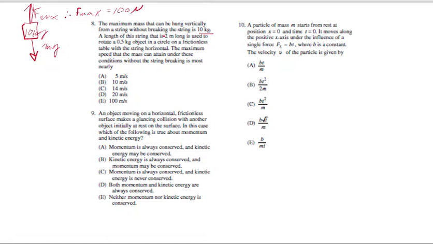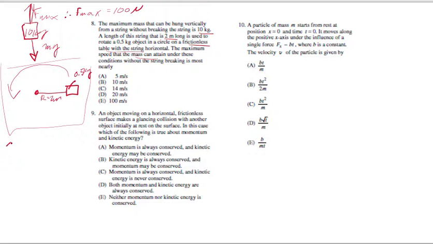All right. Let's see. Now we have a length of string that is 2 meters. It's used to rotate. Okay, we're going in a circle. So this is going to be your R. And then your mass over here is 0.5 kilograms. We're going to rotate that in a circle, and we've got a frictionless table, and it's horizontal, so this is like you're looking at the tabletop. All right, so it wants to know the maximum speed the mass can attain.